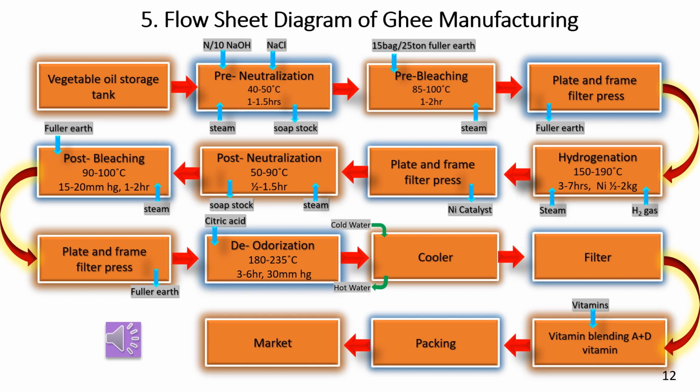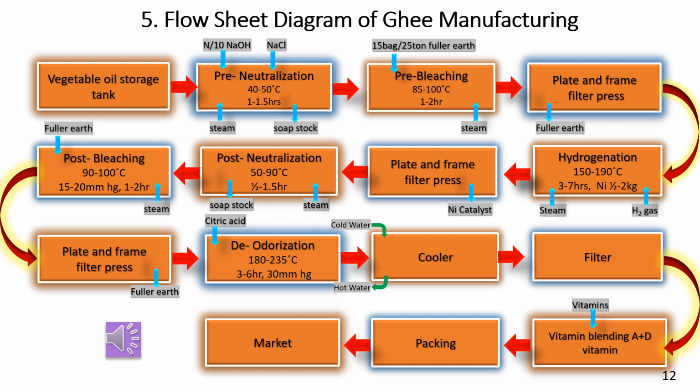Then we move toward the deodorization chamber. Here we deodorize our sample. If unpleasant odors or smells are present, then we remove the unpleasant odor or smell. We will provide citric acid as our chemical through this chamber. This process will take about 180 to 235 degrees centigrade of temperature, 3 to 6 hours, and 30 millimeter of mercury of pressure. Then we move towards the cooler.